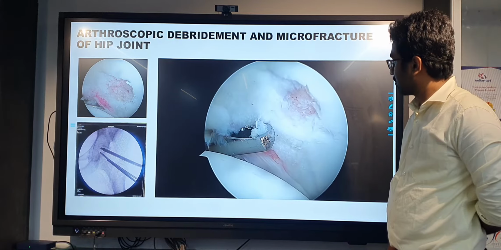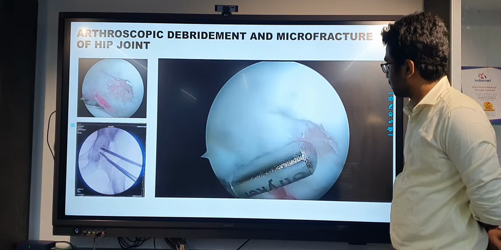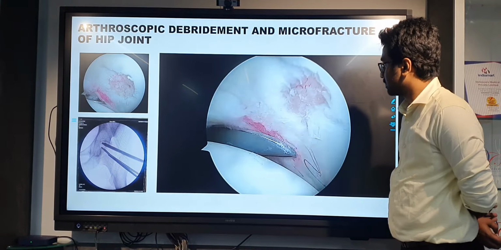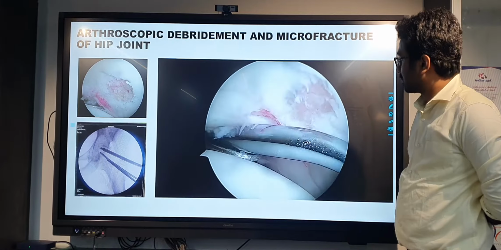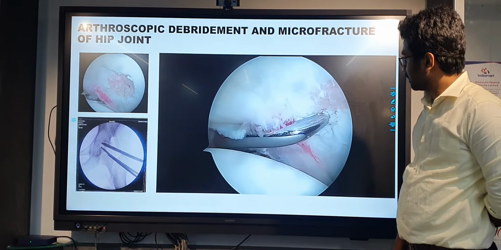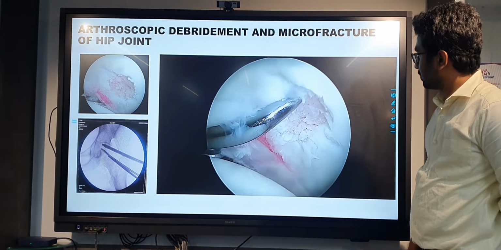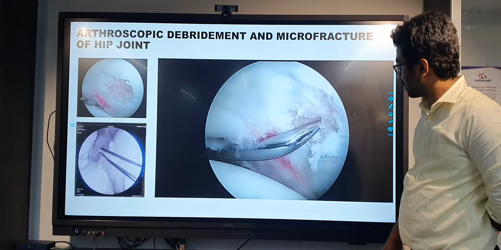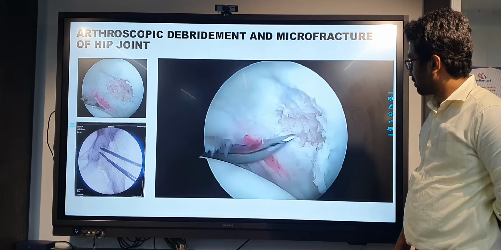If you use the shaver on intact cartilage, the cartilage will not be trimmed. But in this kind of scenario, it will be trimmed out. Then in this lesion you make small holes with the microfracture. That way you puncture the ganglion cyst, and as you go here you will see that the chondral damage is still there. You can just remove it, and you can see fluid coming out from there.